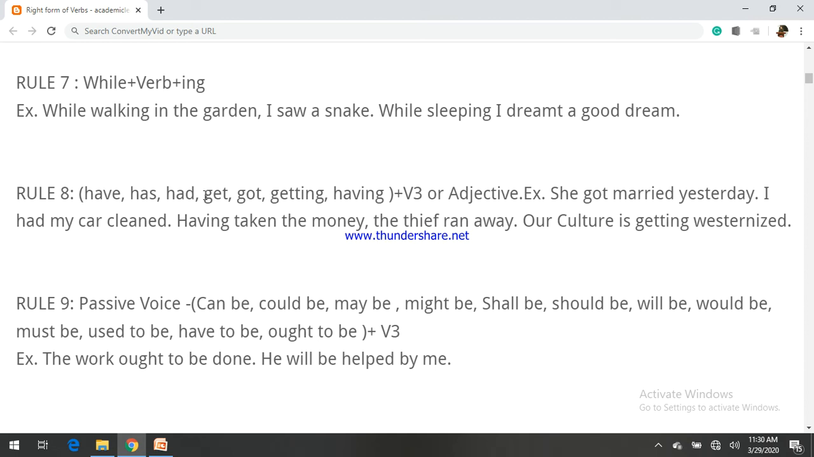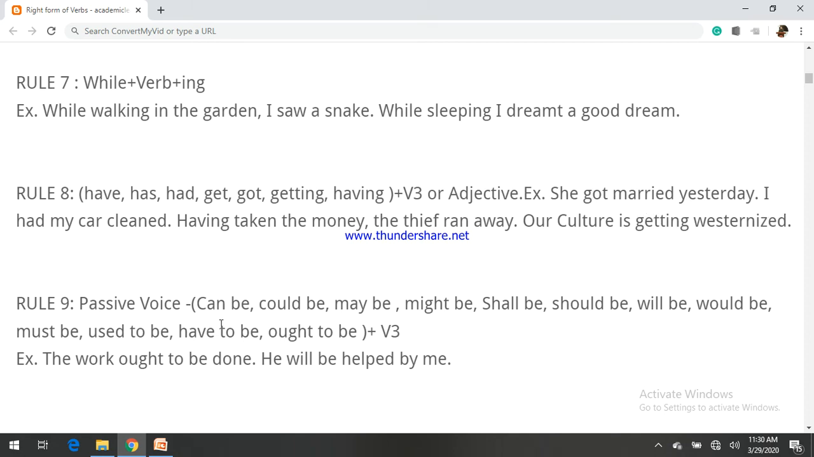Rule 8: have, has, had, get, got, getting, having. These verbs are called causative verbs as well. After these verbs you have to use V3 or an adjective. That means after have, has, had, get, got, getting or having, you have to add V3, the past participle form of the verb, or an adjective. Let's see an example: she got married, not marry. Got is a causative verb. After these causative verbs, V3 is mandatory. We are obliged to use V3 after these words.